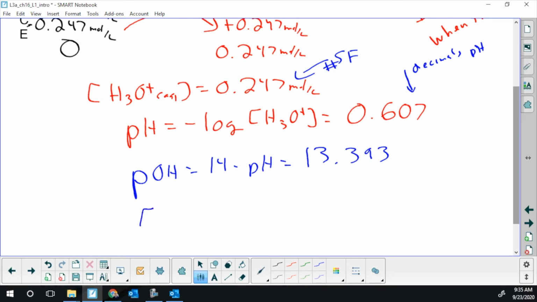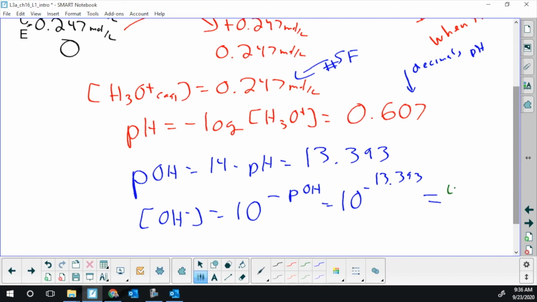Last, I'll get hydroxide concentration. I can get that from 10 to the negative pOH. So that'd be 10 to the negative 13.393. And this is where I'll highlight the sig figs again. We're going to do it the opposite way now. 3 decimal places in the power of means 3 sig figs when we go back to a regular number, not a power of number. So my 3 sig figs are 4.05, and it's times 10 to the negative, and then I wrote messy.